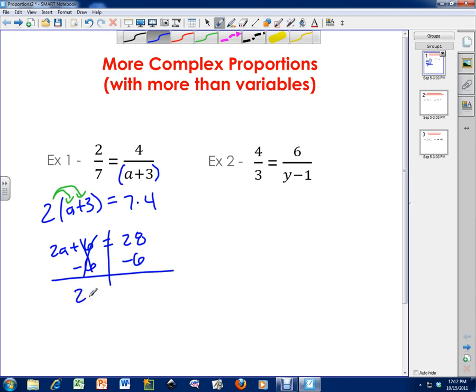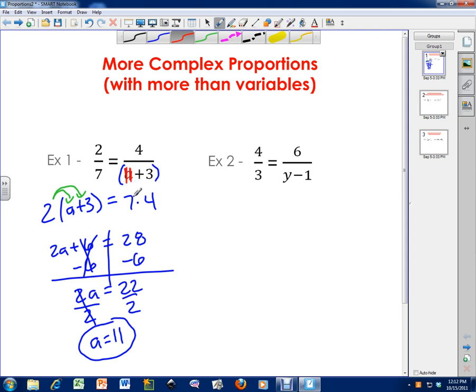I now have 2a equals 28 minus 6 is 22, so 2a equals 22. And then the last step generally on proportions is dividing, and so we know a is now going to be 11. And if you want to double check to see this is correct, you can always plug that number that you have for the variable into the equation, and this a is now going to be an 11.